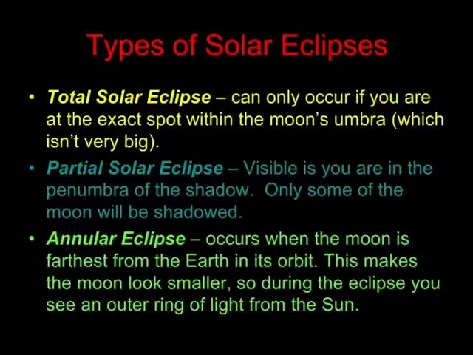Number 3 is an annular eclipse. It occurs when the Moon is farthest from the Earth in its orbit. This makes the Moon look smaller. So during the eclipse, you see an outer ring of light from the Sun.